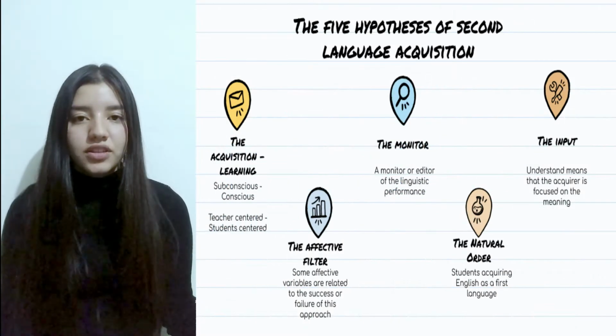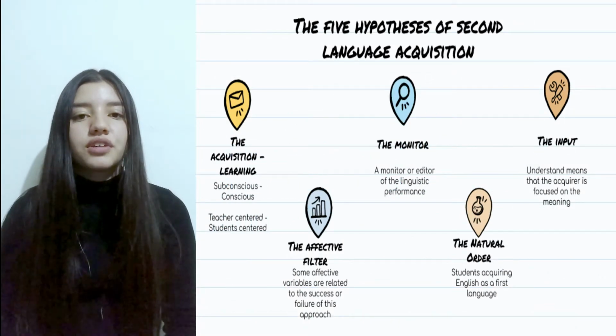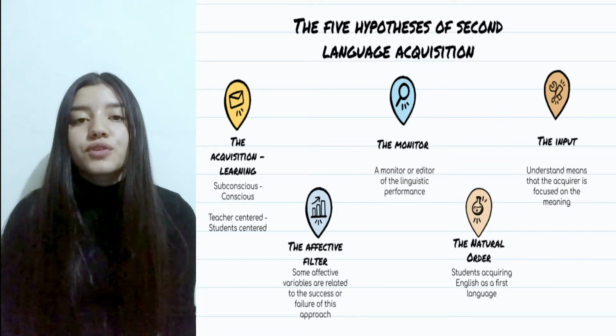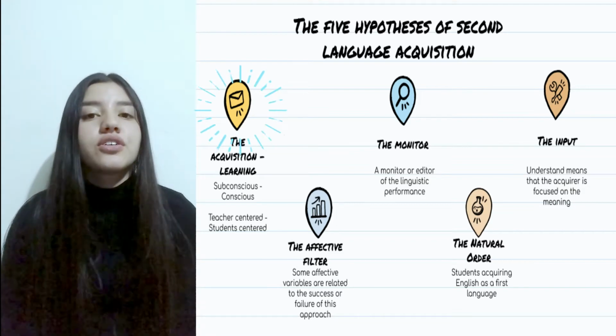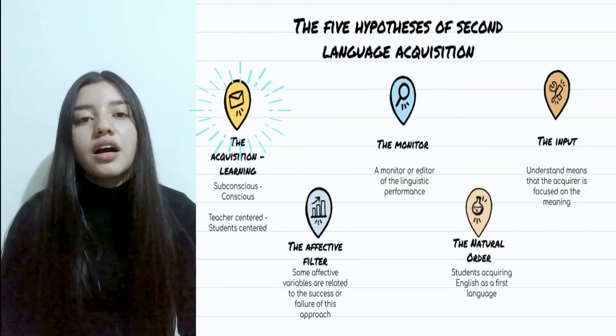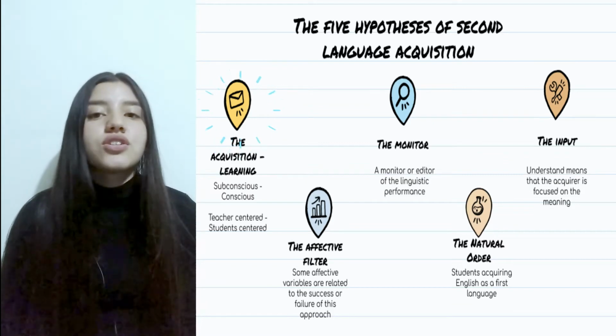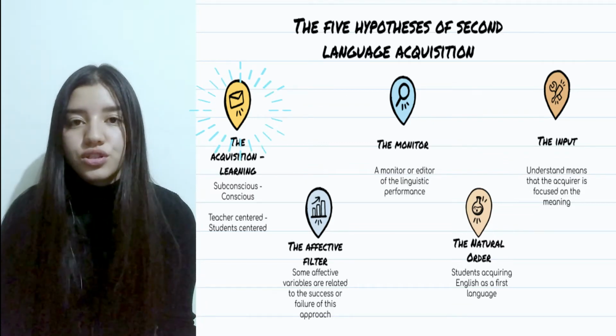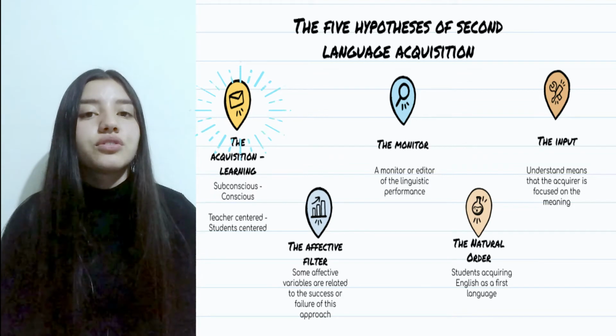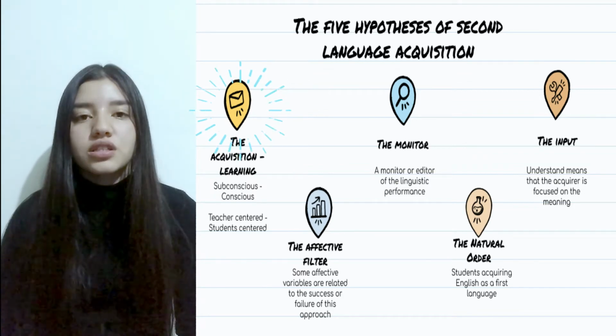There are 5 hypotheses of second language acquisition created by Krashen. The first one is the acquisition-learning hypothesis. The acquired system or acquisition is the product of a subconscious process very similar to the process children undergo when they acquire their first language.